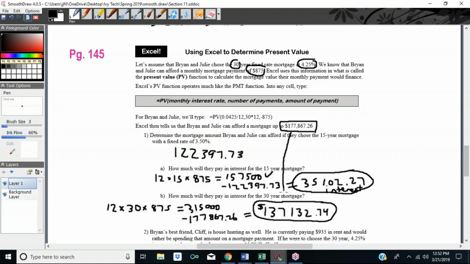Now think about this. Look at these two numbers right here. They're borrowing $177,000, so the house is only worth $177,000. They're paying $315,000 for it. They're paying almost twice as much because of that amount of interest.